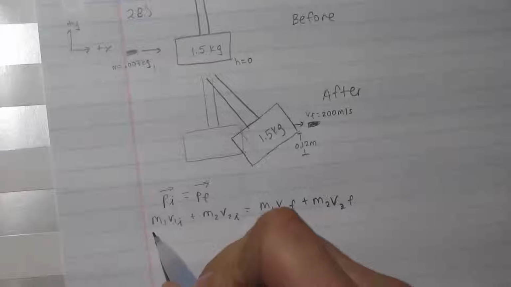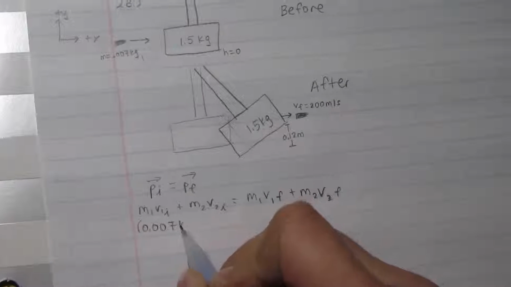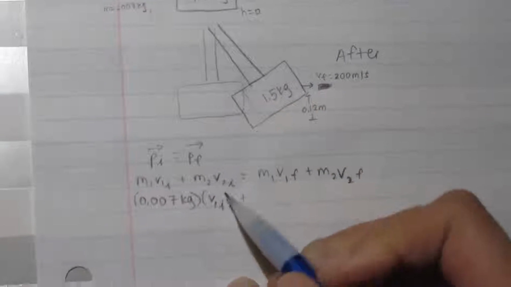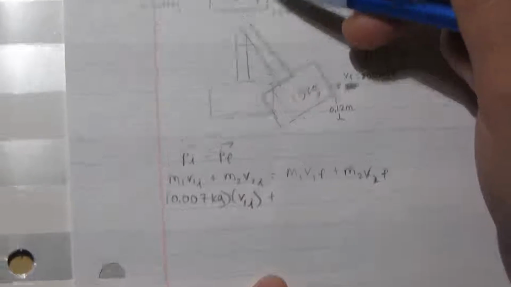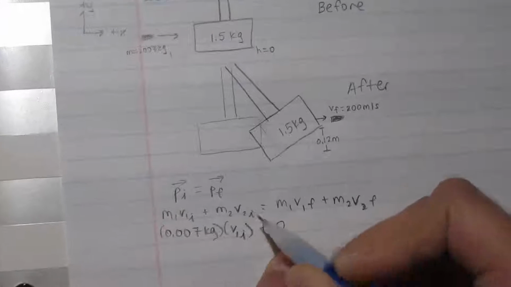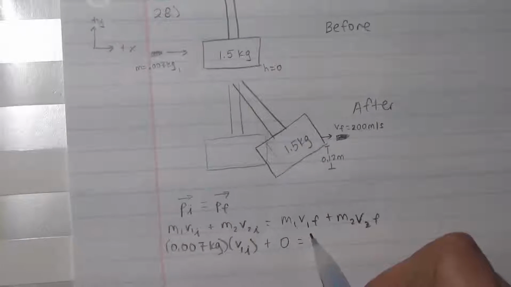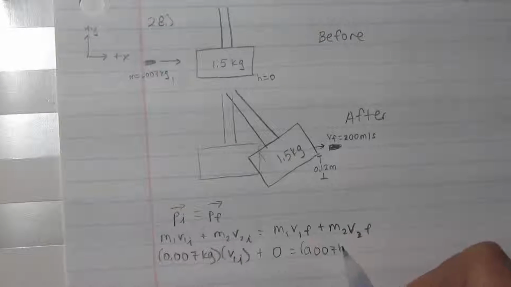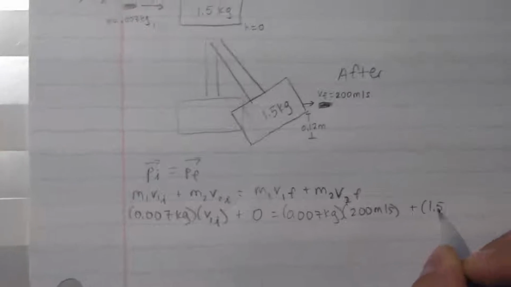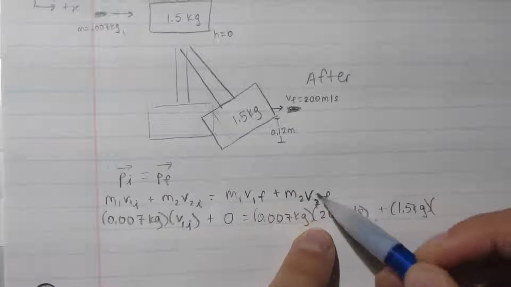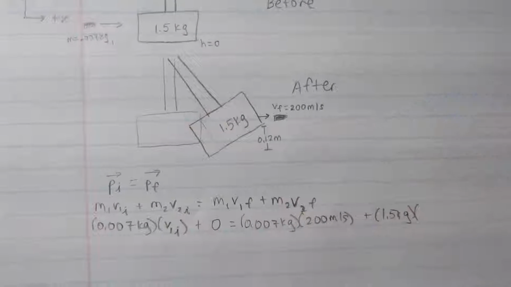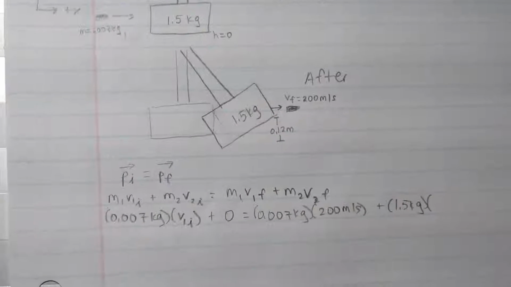I'm going to plug in what I know, which is 0.007 kilograms, and this is what I want to find, v1 initial, plus, and since the block isn't moving in the before picture, I know that this is 0 because the velocity initial of the block is 0. And then over here I have 0.007 kilograms times 200 meters per second plus 1.5 kilograms. And now I look and I don't know what the final velocity of this block is. So I'm going to use what we learned last chapter with energy.